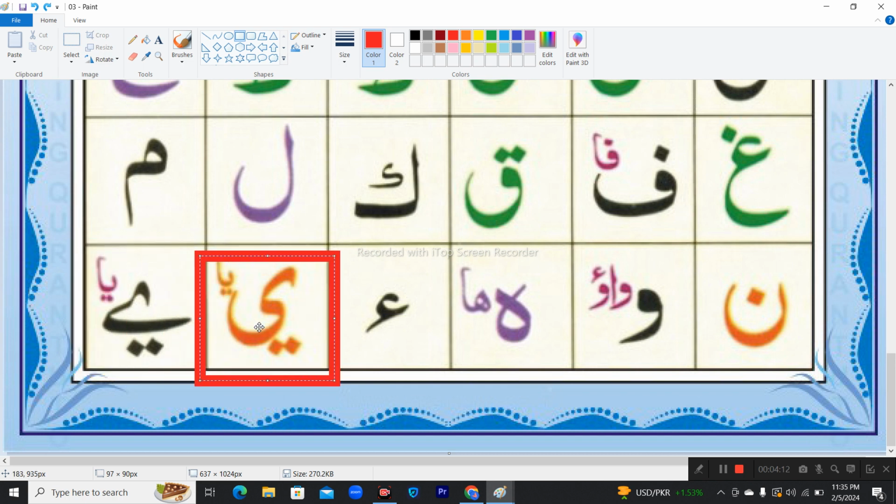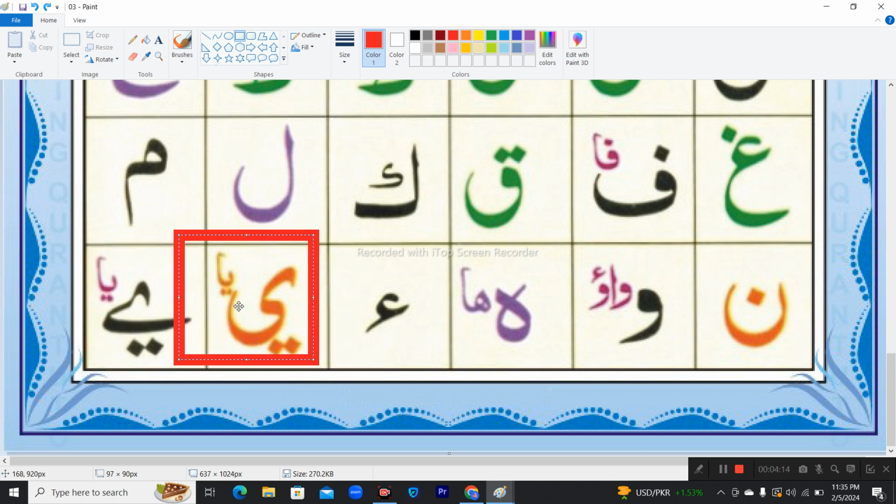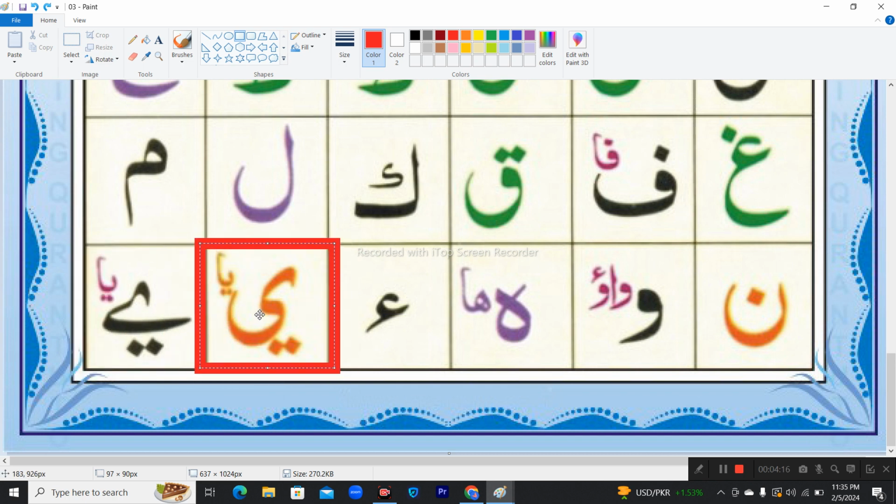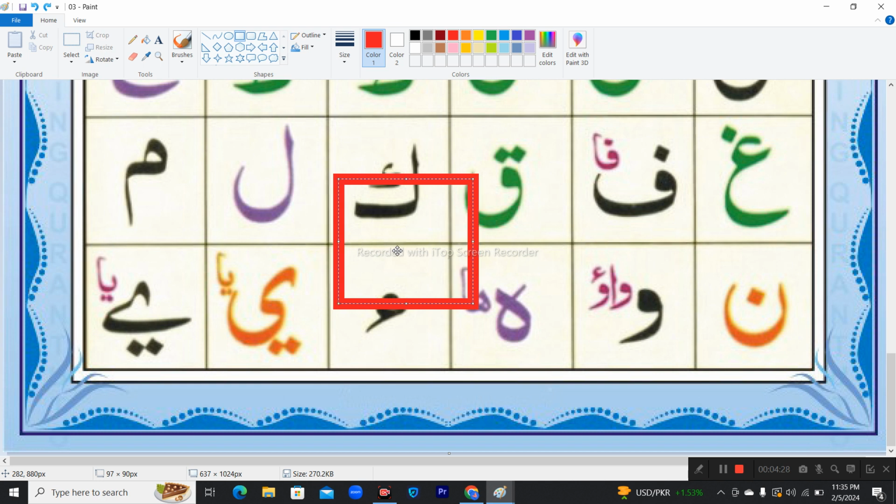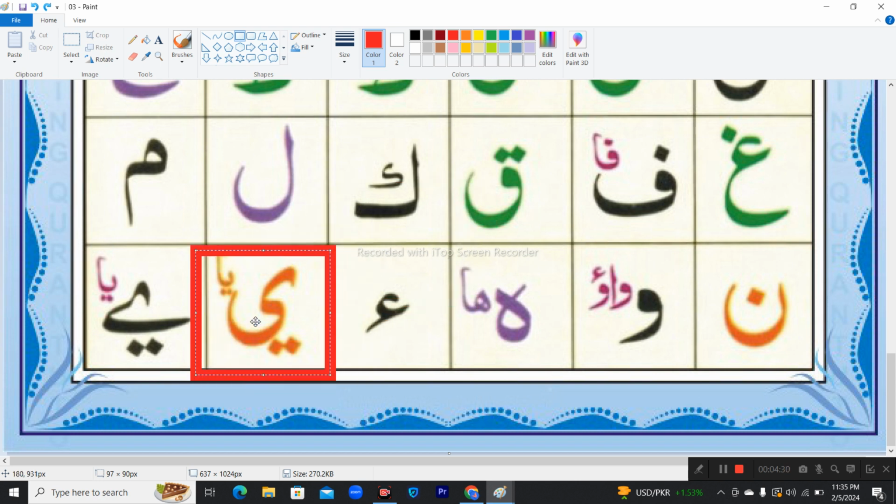Ya. Different shape but same sound. And how many dots in Ya? Two dots on the bottom. Anywhere two dots on the bottom, on the down, we read Ya. But the same two dots on the top, on the up, we read Ta. Okay, two dots down is Ya and two dots up is Ta.